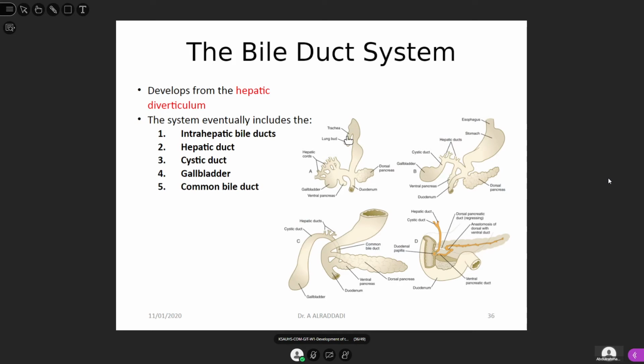And then the bile duct system. The bile duct is also formed by the hepatic diverticulum from the endoderm cells and will give rise to the intrahepatic bile ducts inside the liver, and also the hepatic ducts, the cystic duct, the gallbladder, and the main or common bile duct.